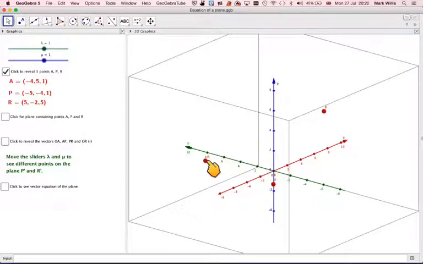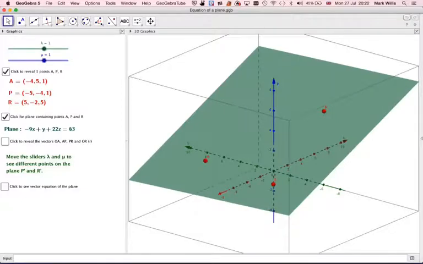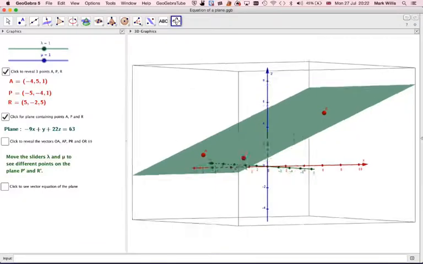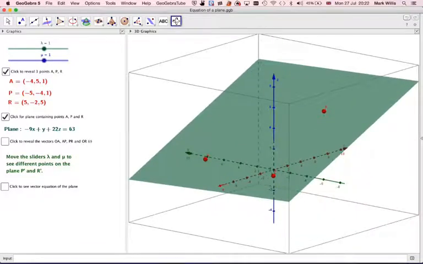I've got point A, which I know to be minus 4, 5, 1. I've got this point here, which is P, which is minus 5, minus 4, 1, and point R, which in this case is 5, minus 2, 5. However, we're going to treat R as some general point in the plane, so it's going to move around. If we click here, we will see the plane that is formed by those three. You can see the plane goes all the way through those 3 points, okay?